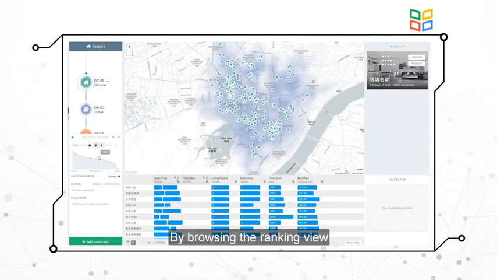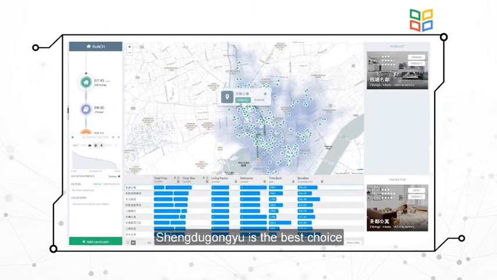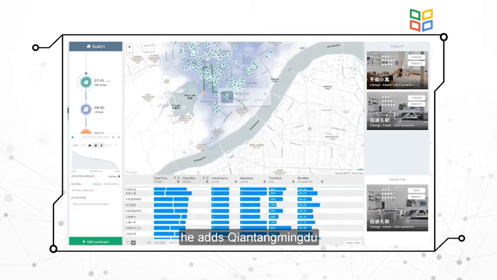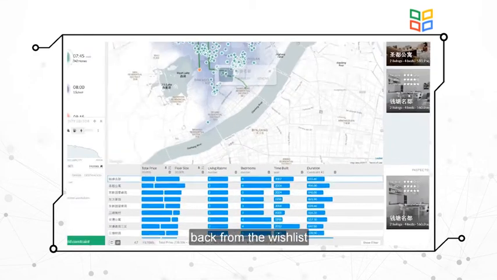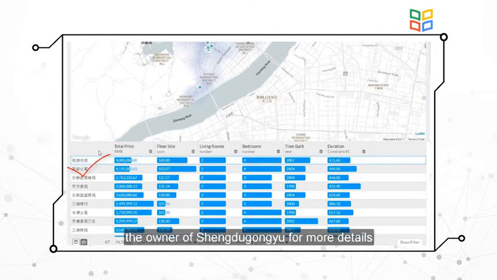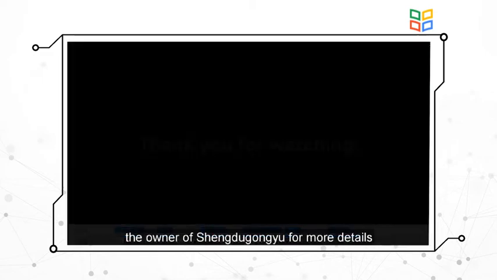By browsing the ranking view with the same weight settings, John discovers that Shengdu Gongyu is the best choice if he sends his children to school number 325. To make the comparison, he asks Qiantang Mingdu back from the wishlist. The former best choice is clearly outperformed by the current one. Therefore, John decides to contact the owner of Shengdu Gongyu for more details.